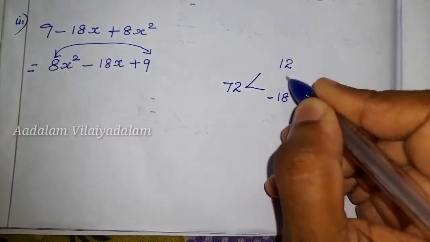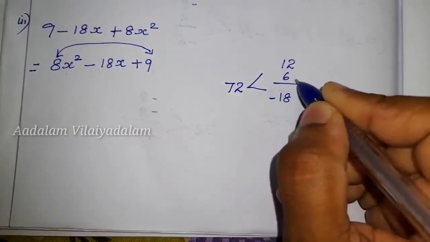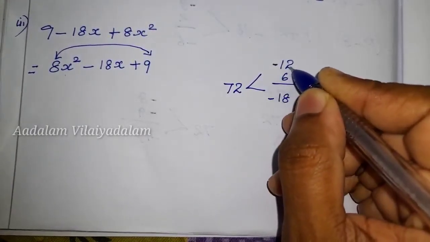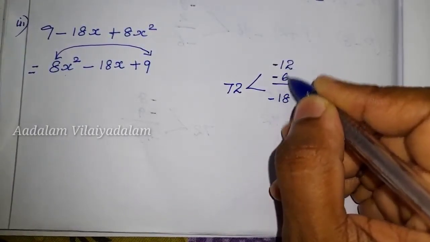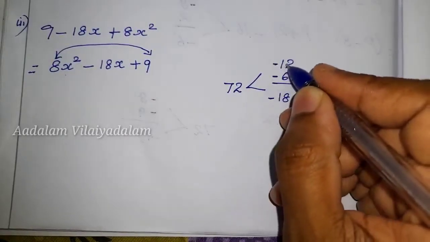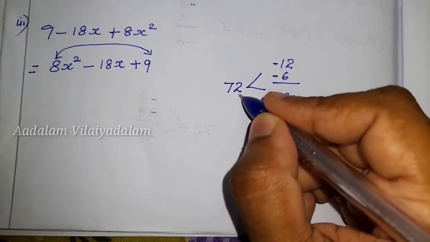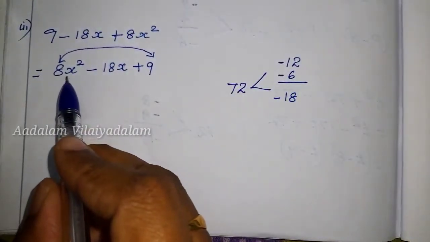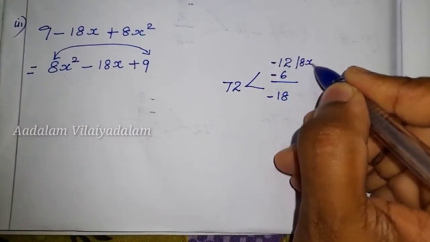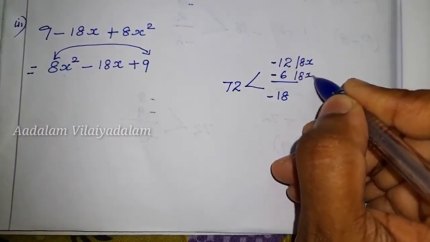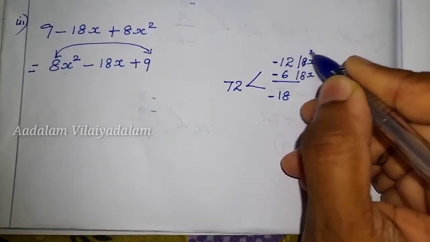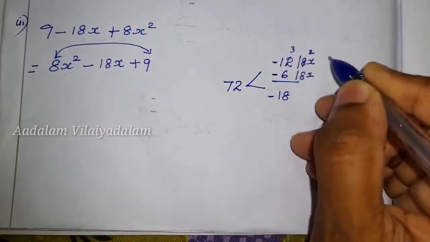12 and 6. So minus 12, here the symbol is minus. So minus 12 minus 6, the answer is minus 18. Minus into minus is plus, 12 6s are 72. Here the coefficient is 8. So we should divide by 8x. Here also 8x. So in 4 table, 4 2s are 8, 4 3s are 12.